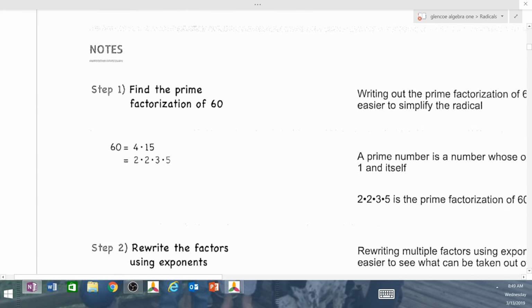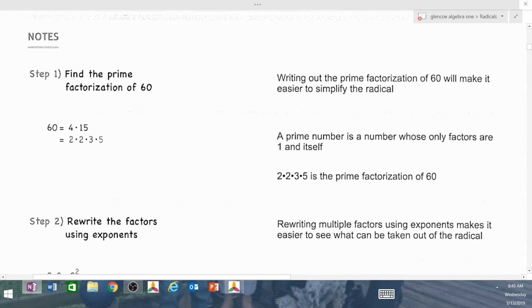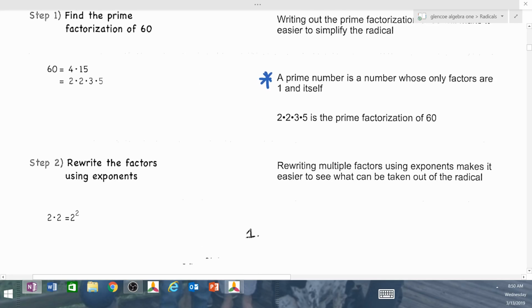Let's go through it one more time. Again, I broke this down into a lot of baby steps. Step number 1: find the prime factorization of the number underneath the radical. Write out the prime factorization of 60. It will make it easy to simplify the radical. You should all know what a prime number is. Rewrite the factors. You can use exponents if you like. So instead of writing 2 times 2 times 3 times 5, we could write 2 squared times 3 times 5.